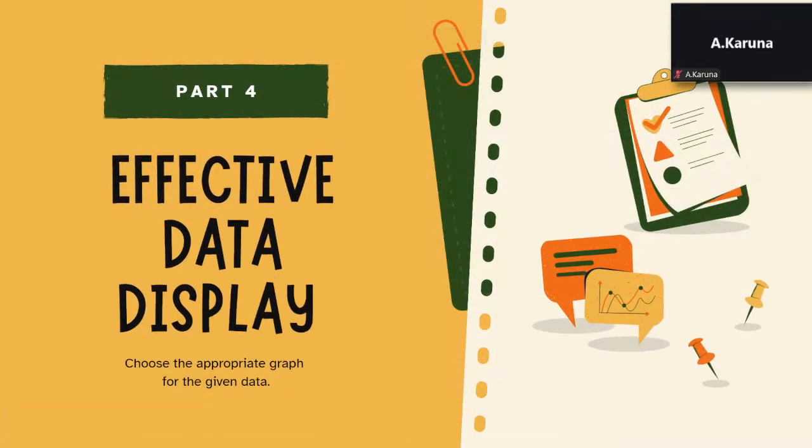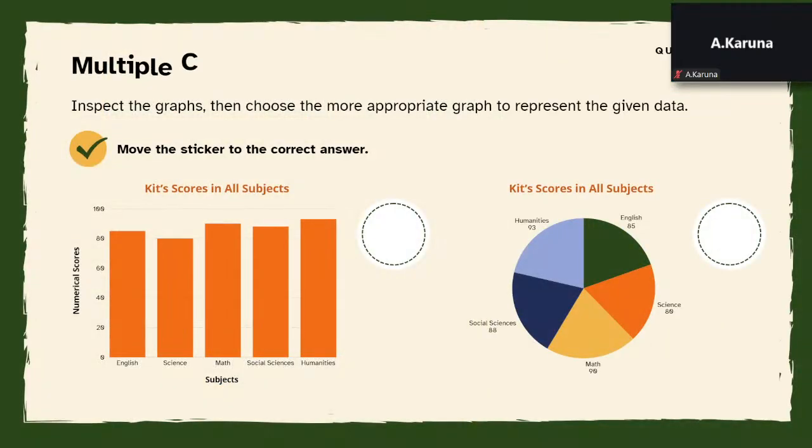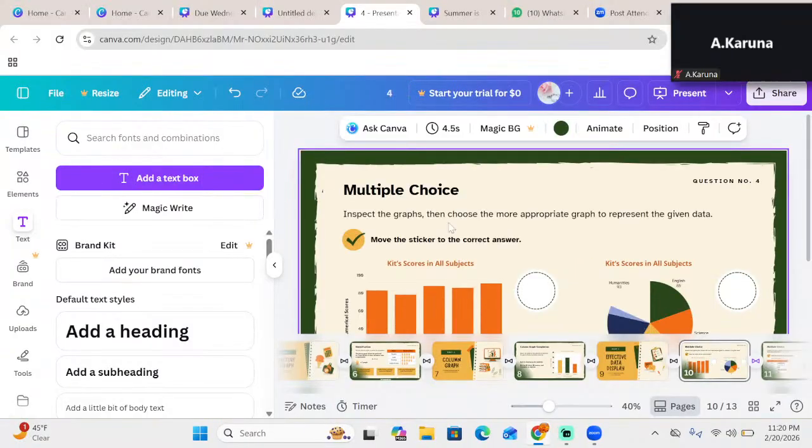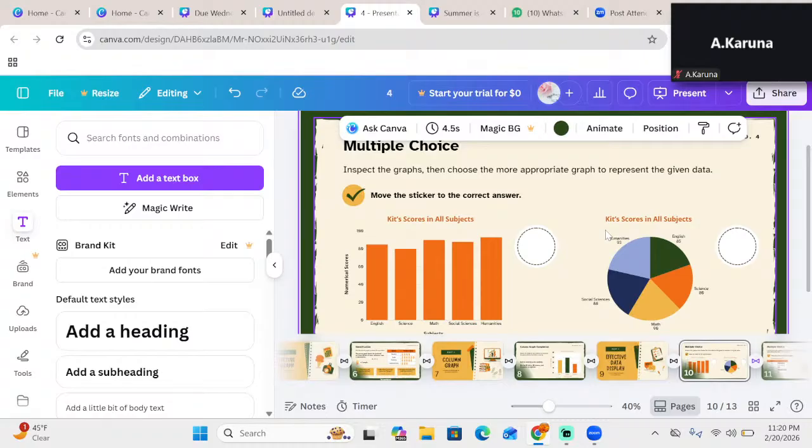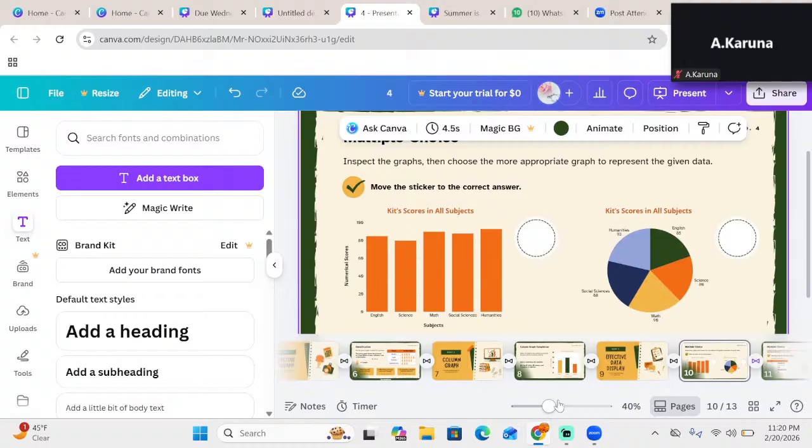Next, part 4, we have effective data display. Choose the appropriate graph for the given data. Okay. So, inspect the graphs and then choose the more correct graph to represent the given data.